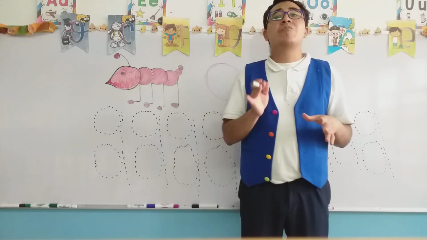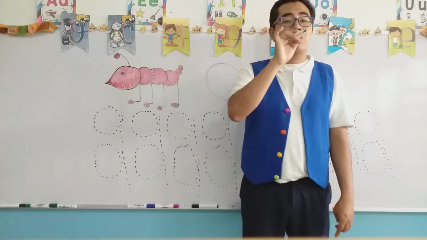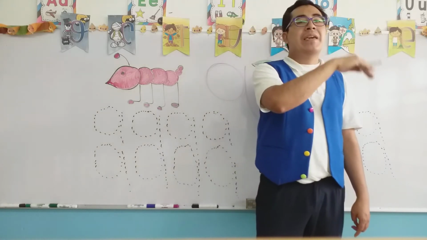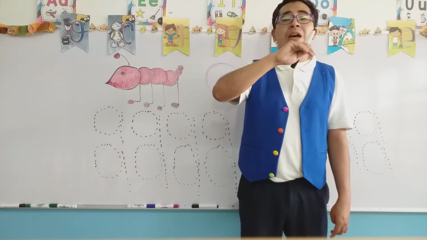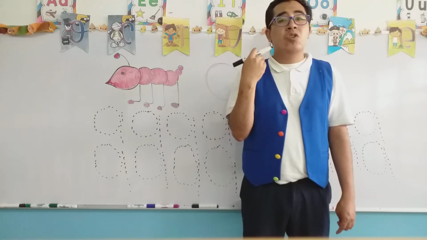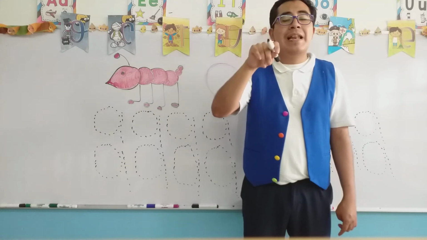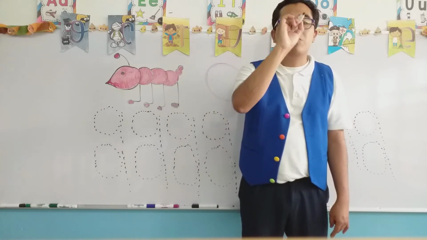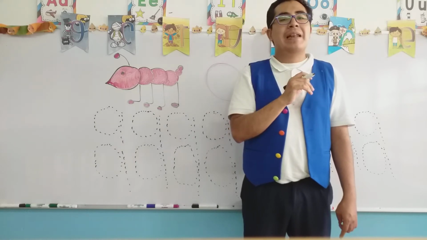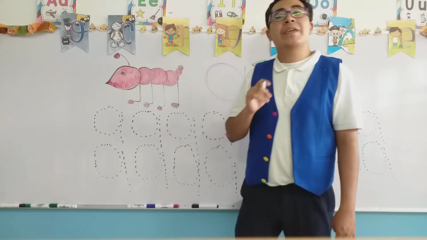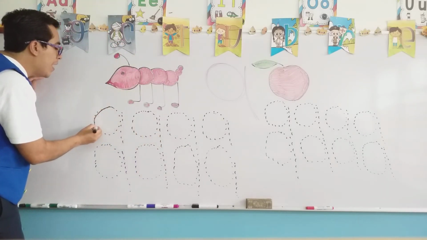Remember, my children, it's very important that you follow the dots correctly. Okay? Don't make it the other side, don't make it the other way. Recuerden unir correctamente los puntitos sin salirse del margen, sin salirse de la línea. Tienen que seguir los puntitos correctamente para que quede bien remarcada la letra. Okay? Let's begin. Small a.